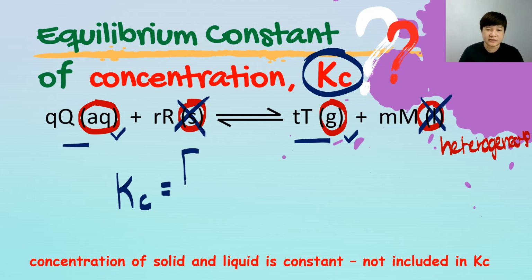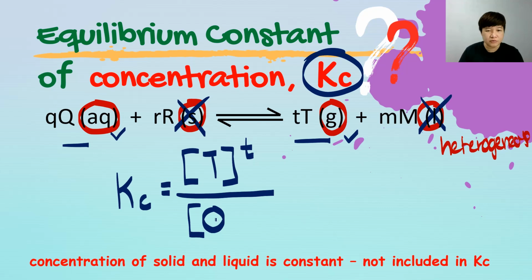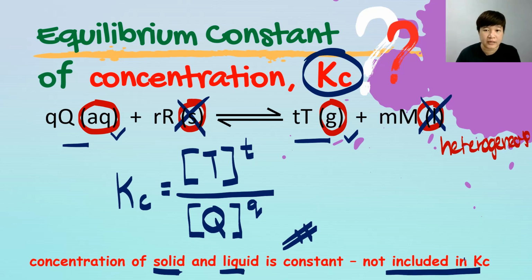So product comes first. Product concentration T to the power of its coefficient versus the concentration of reactant Q to the power of its coefficient. And that is the formula of Kc for this chemical equation, because solid and liquid will not be included in the Kc formula. So please make sure your balanced equation comes with the physical states so that you know which one to take and which one to ignore.